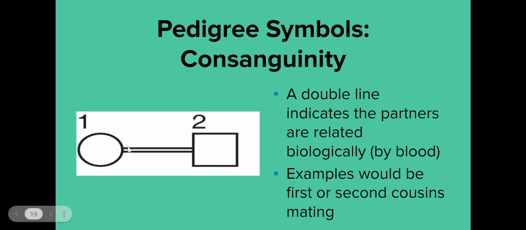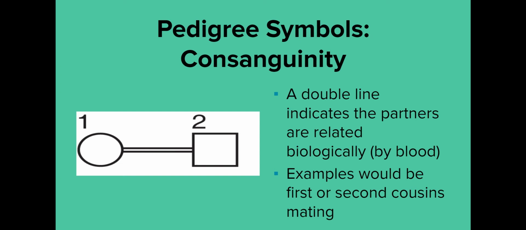Okay, consanguinity: when two people are related and have a mating line, it is a double line. Rare, but it does happen, and in some cultures might be more common than others. In my practice, we had a couple. They were first cousins. They came from Honduras. They had two babies with a rare connective tissue disorder because they were both carriers of this disease. The third baby was unaffected.